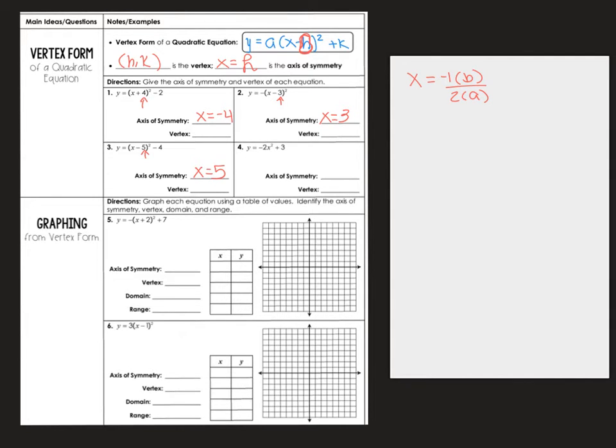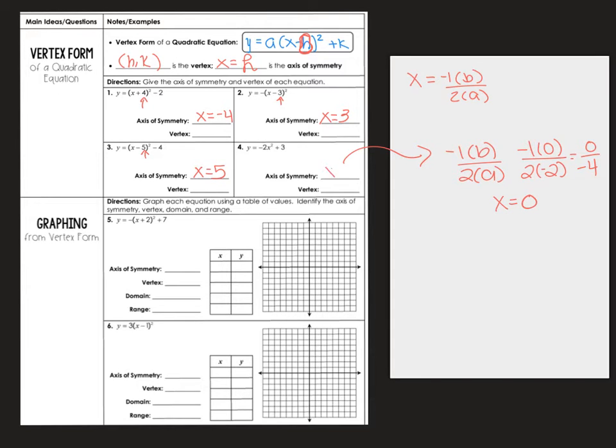Okay, number 4. This one is a little bit different because it's not set up with the parentheses and all these other things. But honestly, with this one, why not use the formula that you already know? -1 multiplied by b over 2 times a. There is no b value, so it's -1 times 0. The a value is -2. And when we solve this, we just get that our axis of symmetry is 0.